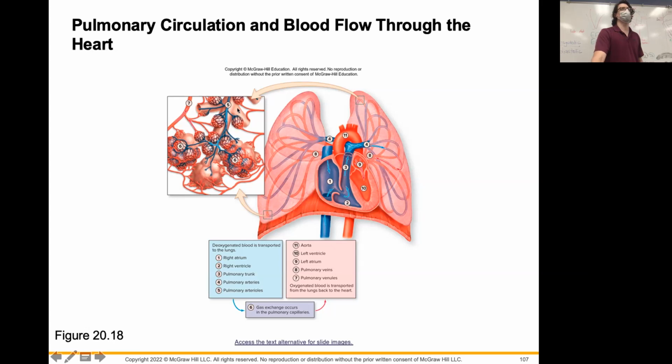Then we're going to go out here, pulmonary arterioles, and then finally into the alveoli of the lungs. We're going to have pulmonary capillaries around those alveoli. So the alveoli are these little sacs, and they've got these little pulmonary capillaries in them. Okay. Now, pulmonary capillaries, then we're going to go back through the pulmonary venules into the pulmonary veins.